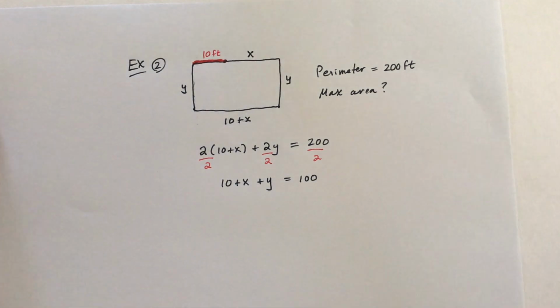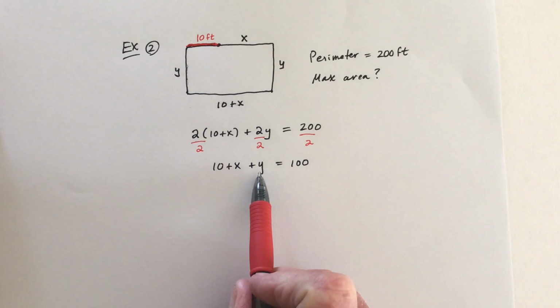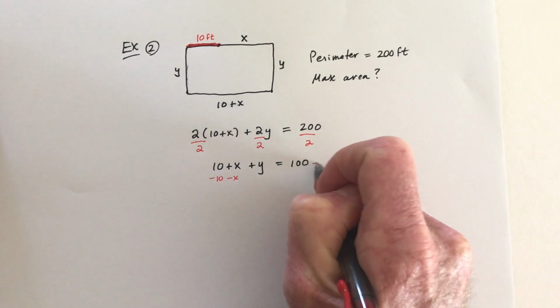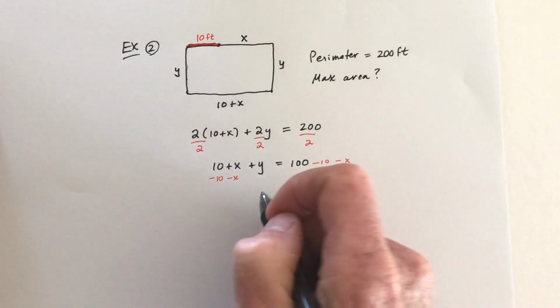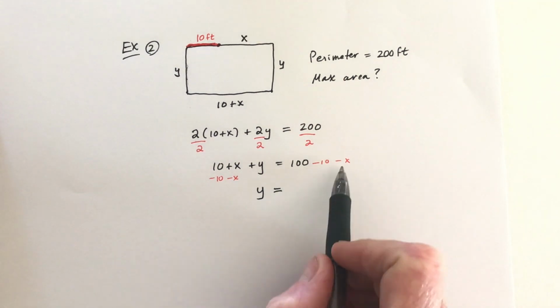And like with the last equation, I could go ahead and solve for y and either do that now or do it in a minute. So I might as well just do it now. So solve for y. So subtract 10 and subtract x, subtract 10 and subtract x. So then it says y equals, this will be 90 minus x.